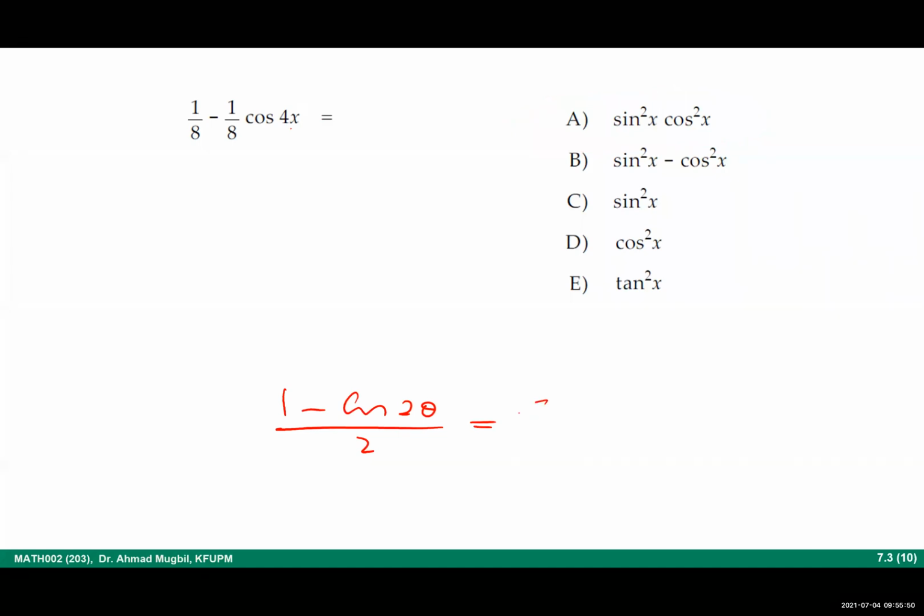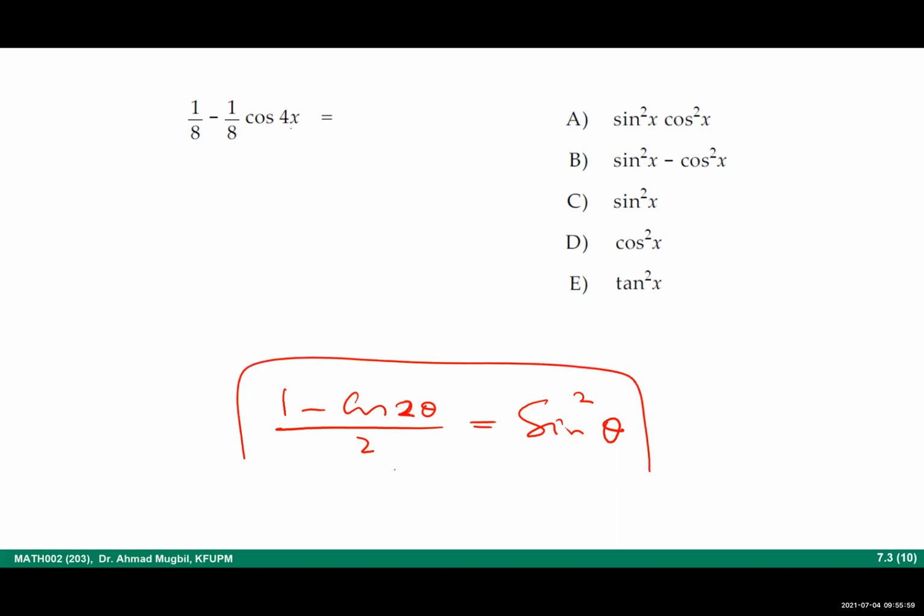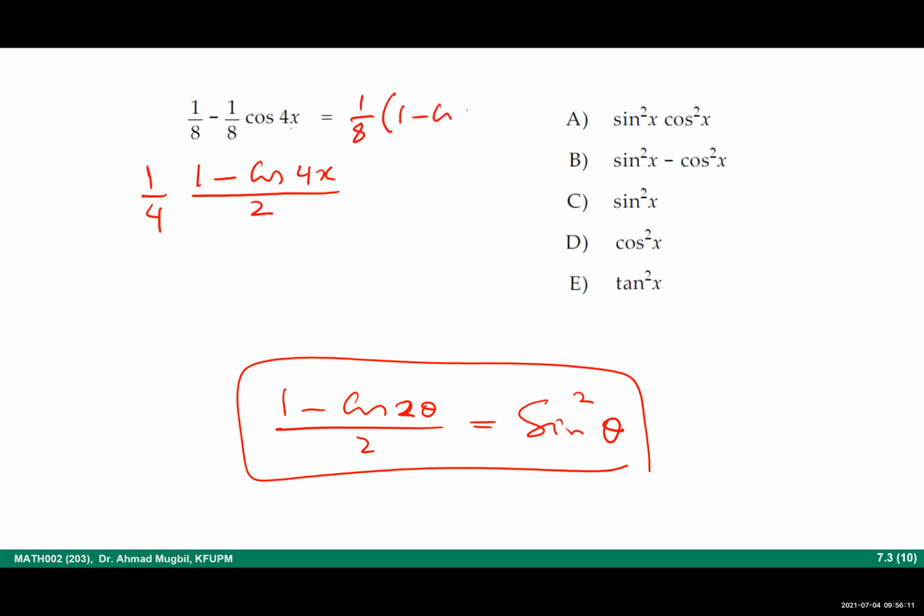Sine squared what? Sine squared x. Theta, I'm talking about 2 theta here in general. So I wish I had something like this: 1 minus cosine 4x over 2. I can do that. Here it is. Take 1 over 8 as a common factor. It will be 1 minus cosine 4x. Then multiply by 2 and divide by 2. Here we are.